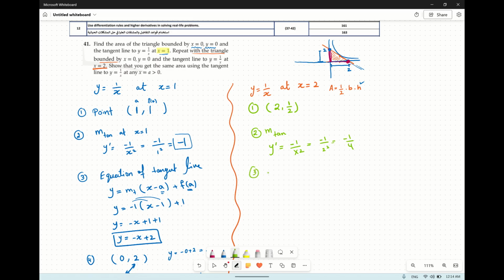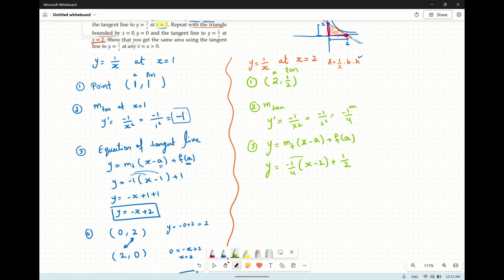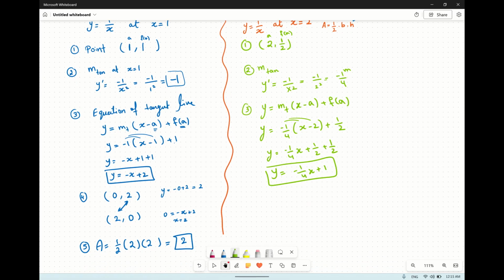Now step number 3, I need the equation of the tangent line. y equals m of the tangent times (x minus a) plus f of a. Again, this is your m, this is your a, this is your f of a. So y equals minus 1 over 4 times (x minus 2) plus 1 over 2. Now you have to simplify. Minus 1 over 4 x, and minus 1 over 4 times minus 2 becomes plus 1 over 2, plus 1 over 2. So y is minus 1 over 4 x plus 1. Now this is the equation.